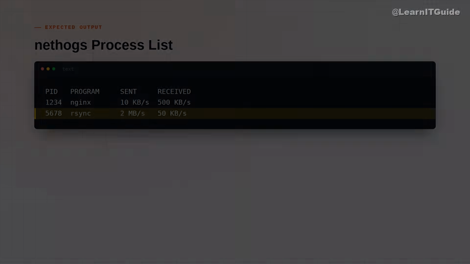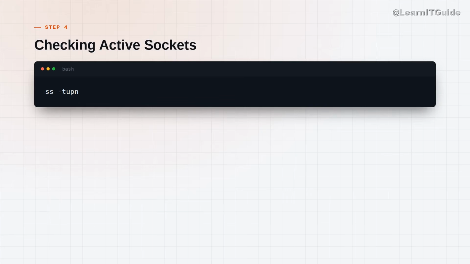network data. Sometimes you need to see exactly which connections are established right now without running a long-term monitor. The ss command, which stands for socket statistics, is the modern replacement for netstat. Using the t flag shows TCP connections. Using the u flag shows UDP. Using the p flag shows the process using the socket. And using the n flag shows numerical addresses instead of host names. This command is fast and built into almost every Linux distribution. It gives you a point-in-time snapshot of the network state of your system.